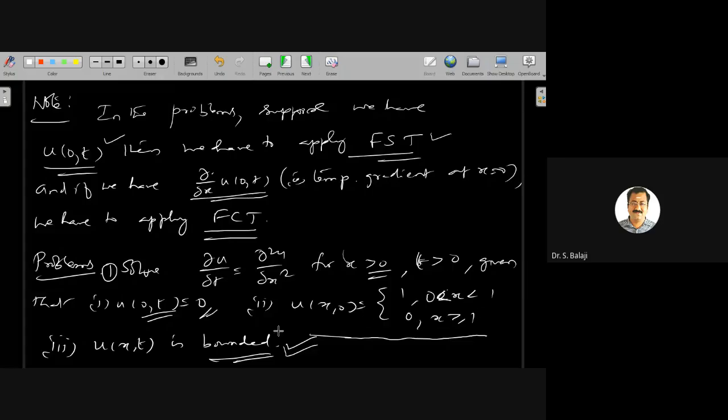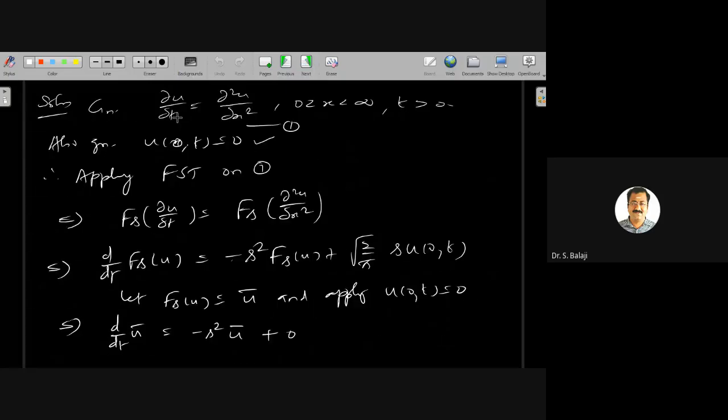Further, you have the initial condition. This is a general condition only: u of x comma t is bounded means it is a temperature, and temperature means it is a bounded value only. Therefore, they have given that type of condition. This is not at all important, but these two are the important conditions. Since this condition is given, you have to adopt the Fourier sine transform.